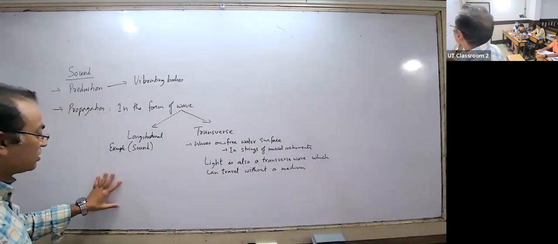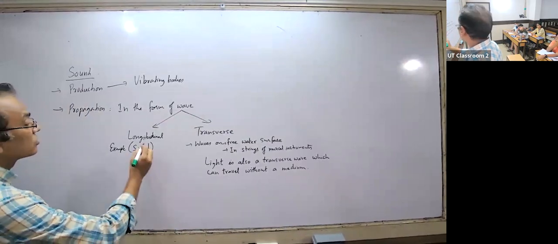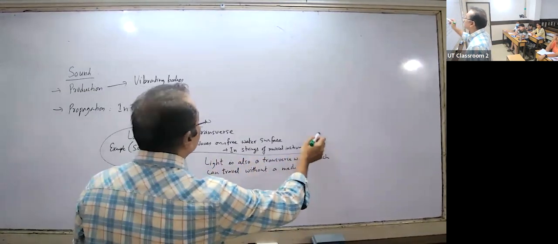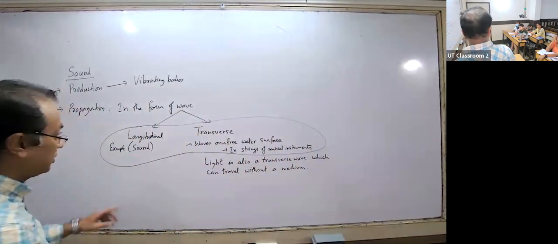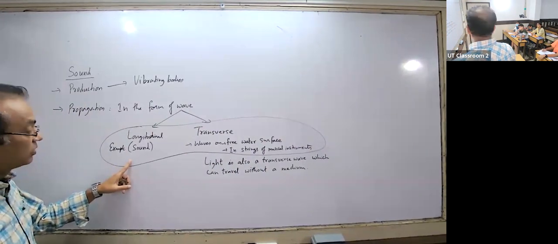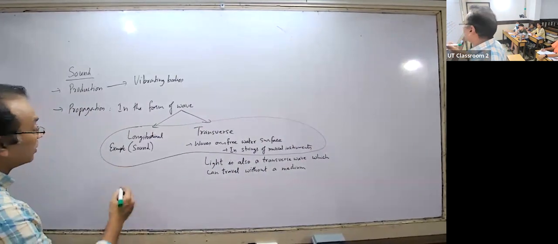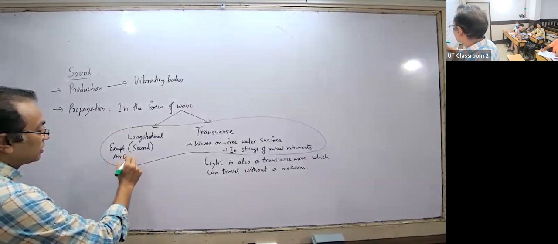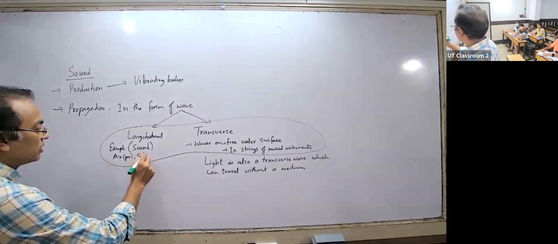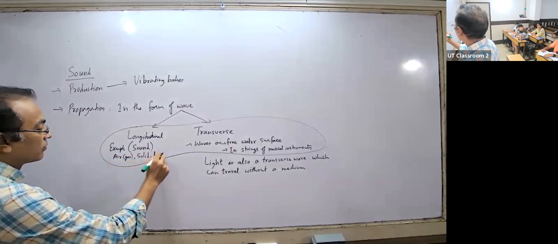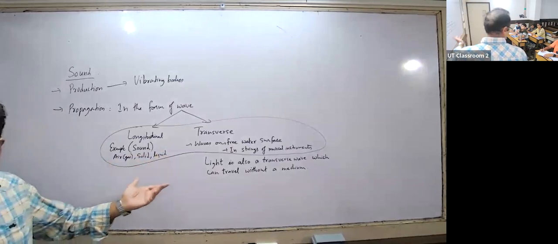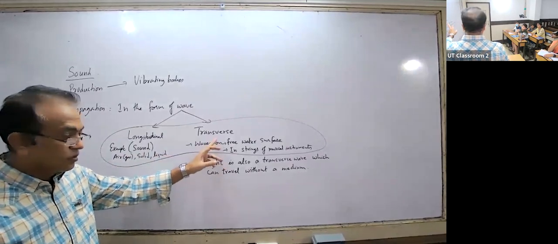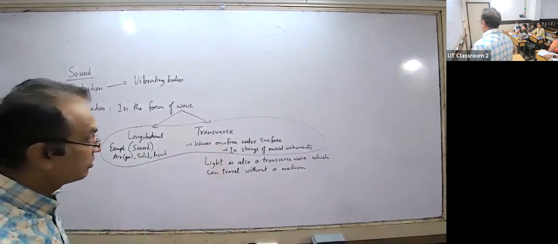Therefore, all these waves which need a medium to travel are called mechanical waves. Sound wave also needs a medium to travel. In which medium does sound travel? Air, which is gas basically. Can it travel in solid? Yes. It can also travel in liquid. So sound can travel in all kinds of mediums. Right? And here are two examples of transverse waves which also require a medium. So such waves are called mechanical waves.